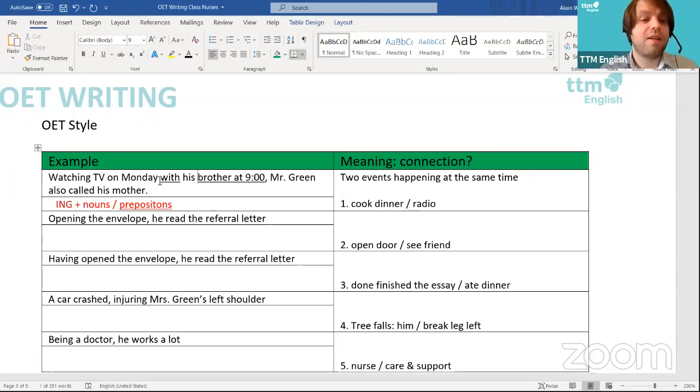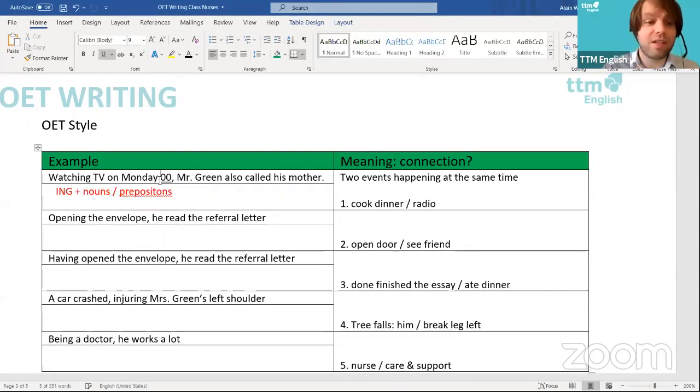You can have adjectives as well. I guess this is a possessive adjective, but you get the idea, right? It's not a normal type of sentence.